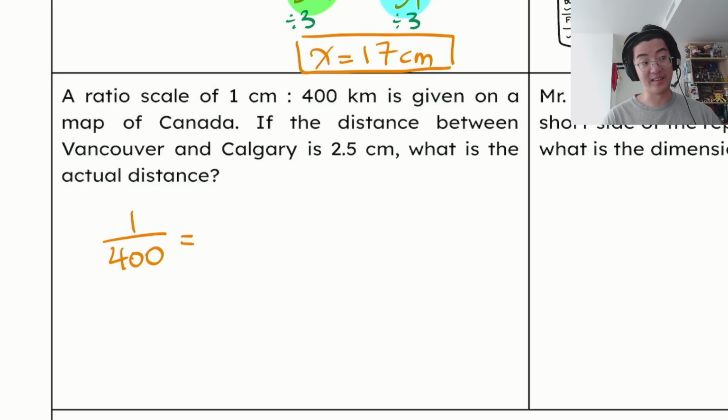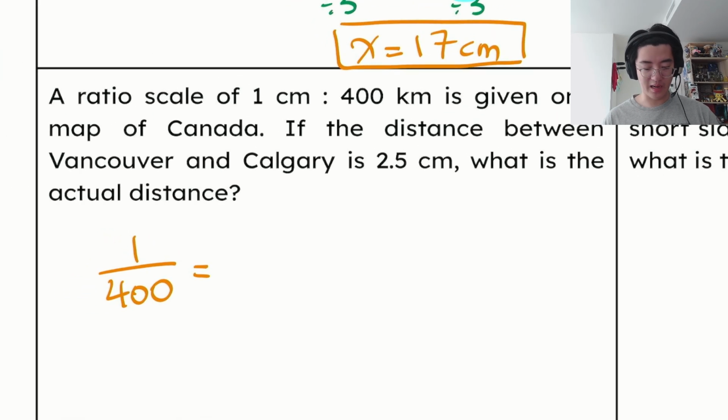I should probably make it clear, this is on the map. So the distance between Vancouver and Calgary on the map is 2.5 centimeters. What's the actual distance? On the map, or the image, it's 2.5 centimeters. The actual distance, we don't know. It's x.